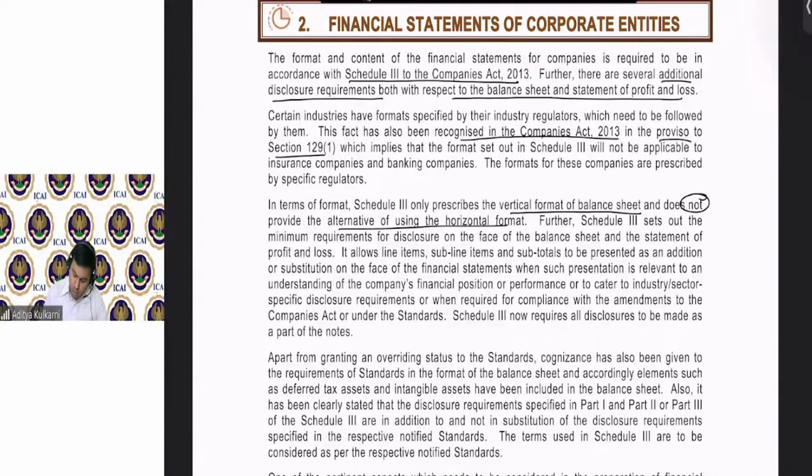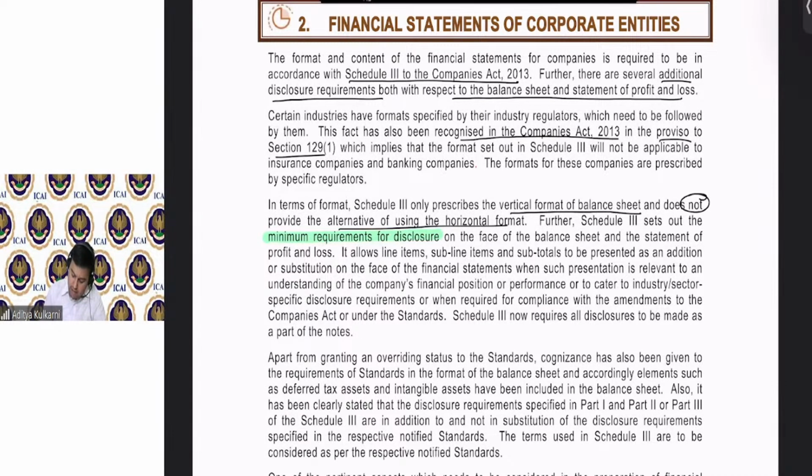What is important to note is Schedule 3 sets out the minimum requirements for disclosure. Achha, minimum does not mean maximum. So minimum requirement means this is what you have to disclose. There is no avoiding this disclosure. If you want to disclose something over and above this, you are perfectly at liberty to do so. Please go ahead and do that.